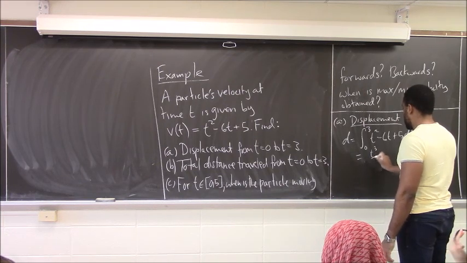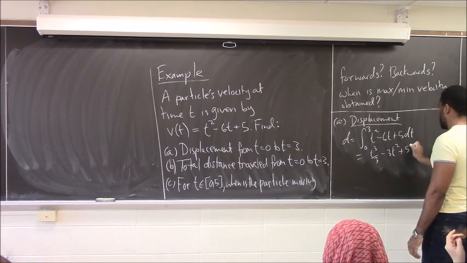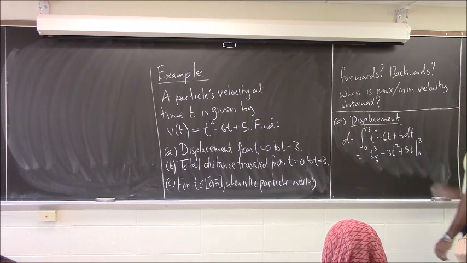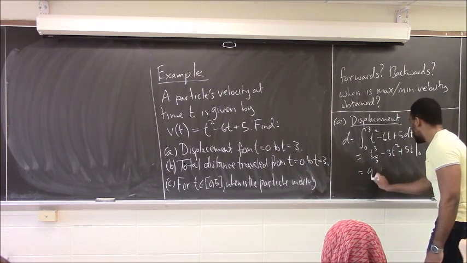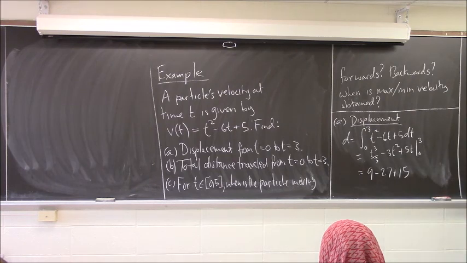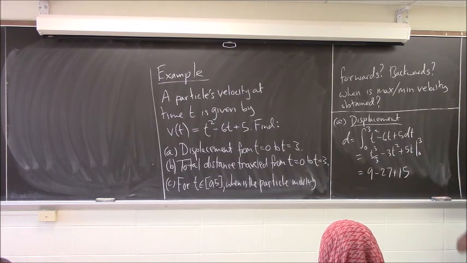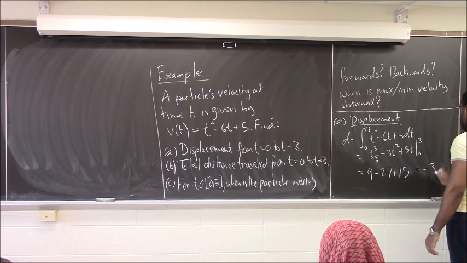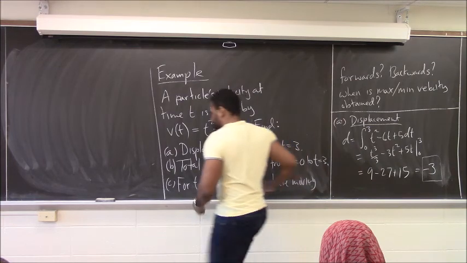Not tough here, it's just an application of the power rule on 0 to 3. Plug in 3 here, we get 9 minus 27 plus 50. And 9 plus 15 is 24, so it gives us minus 3. In other words, you end up 3 units behind where you started at the end of this trip.